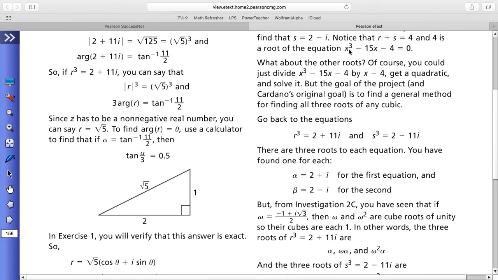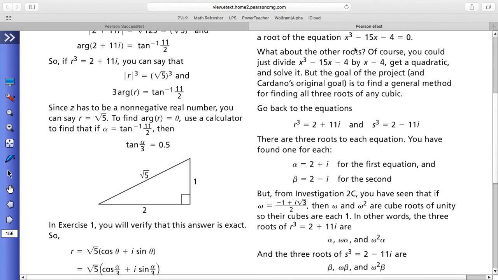So 4 is one root, but the fundamental theorem of algebra says that if you have a cubic function, for example, then you should have 3 roots, including complex numbers. So we should have 2 more. Of course, you could just divide x cubed minus 15x minus 4 by x minus 4, get a quadratic and solve it, then we can find out. But the goal of this project is to find a general method or formula for cubic functions.